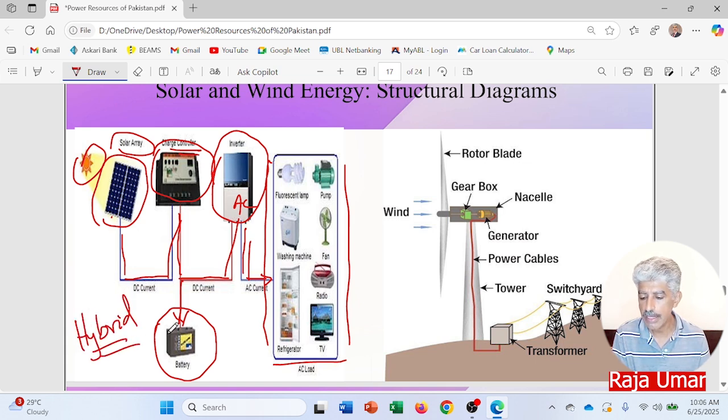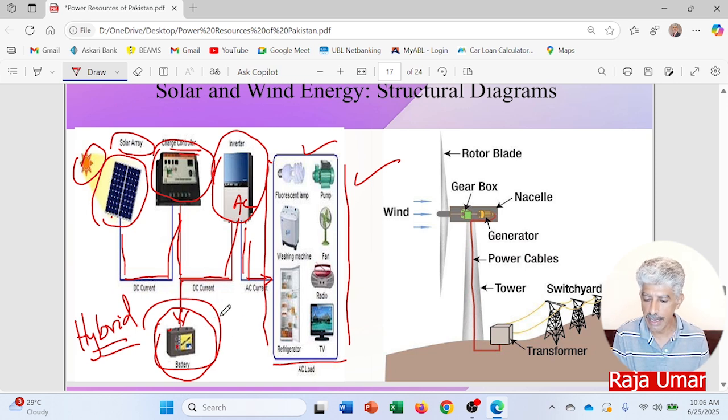In the hybrid system, the energy is produced and that is also consumed over here in the electric appliances, and it is also stored in the battery as well. So it means that this DC current is stored over here in the battery, and AC current is consumed by the electric appliances. That is what we call the hybrid system.